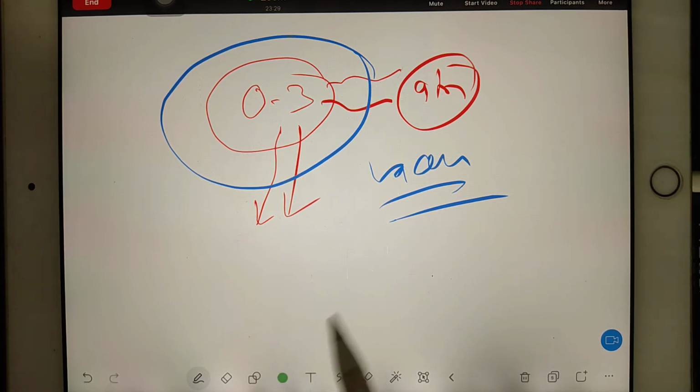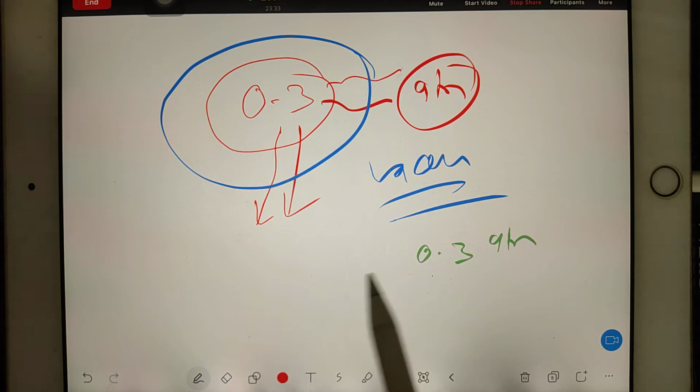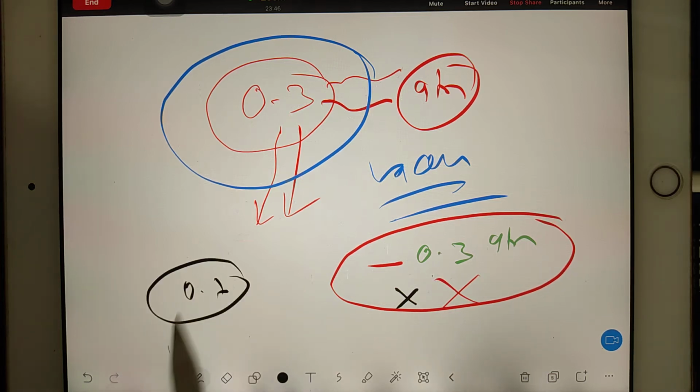So how much are we missing? We are missing 0.3 atmospheric pressure. It means we should write minus 0.3 atmosphere, because this pressure is not actually present. The meaning is very clear: 0.7 is present, it means that many molecules are present.